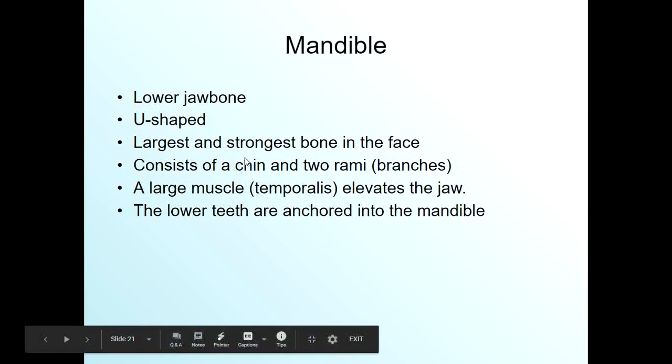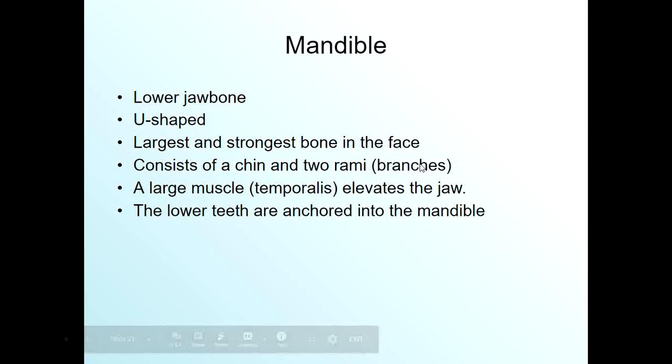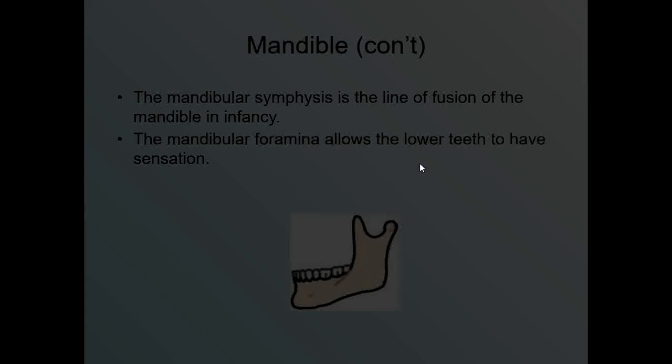It consists of a chin and two branches that come up by your ears, and those are known as the rami. And there's a very large muscle which opens and closes the jaw by elevating that mandible. And then, of course, we have teeth anchored into the mandible along it as well.